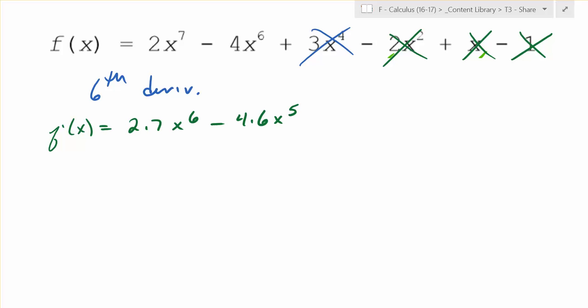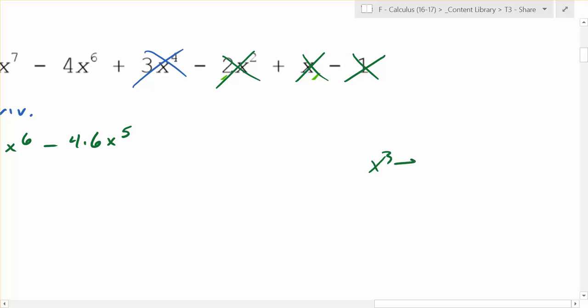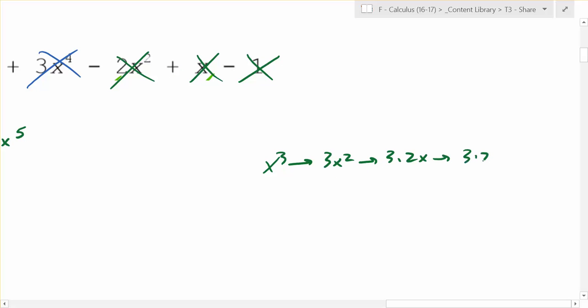What's the third derivative of x cubed? Do it in your head. 6. Because x cubed goes to 3x squared, goes to 3 times 2 times x, goes to what? 3 times 2, which is 6, right?